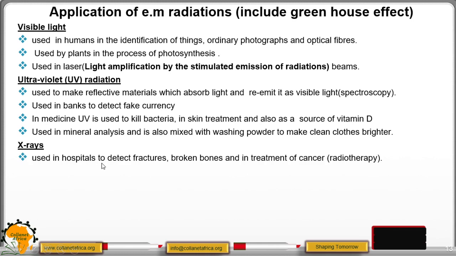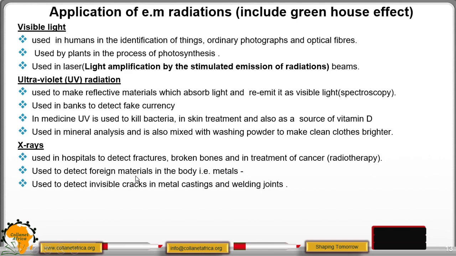Then we have X-rays. They are used in hospitals to detect fractures or broken bones, and also in the treatment of cancer, what we call radiotherapy. They are also used to detect foreign materials in the body. For example, if you swallow a metallic substance like a coin, you can use X-rays to detect where that material is. They are also used in industries to detect invisible cracks in metals and also in welding joints.